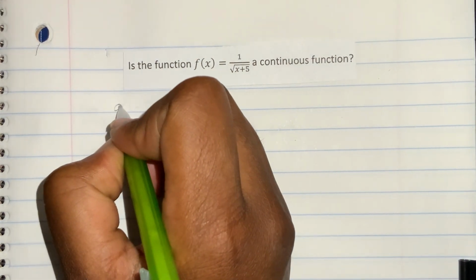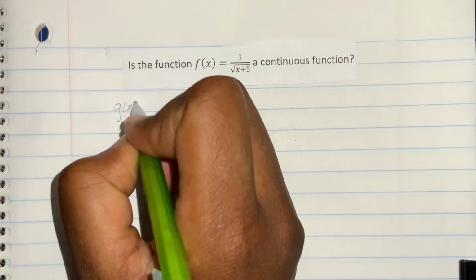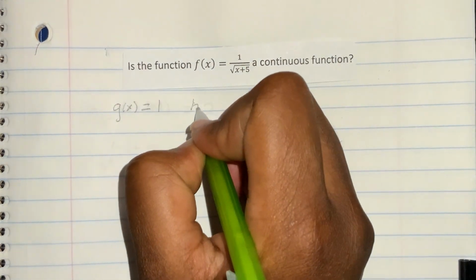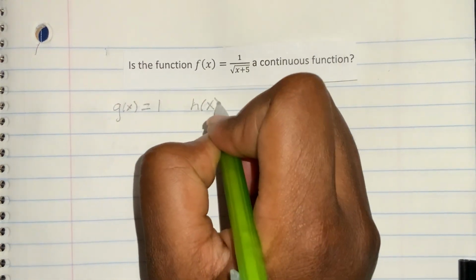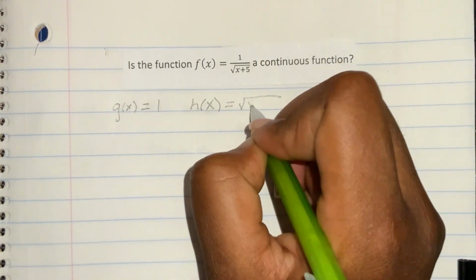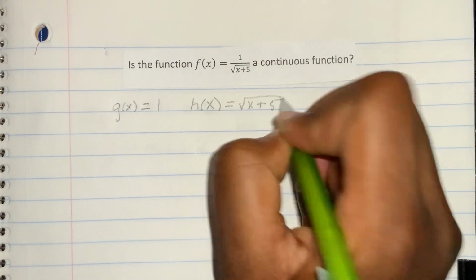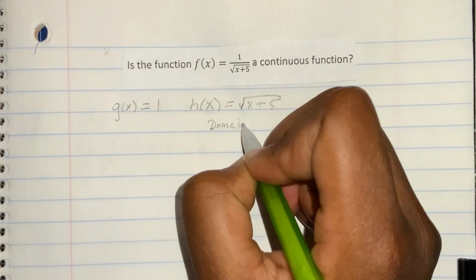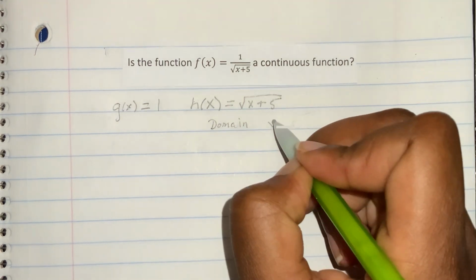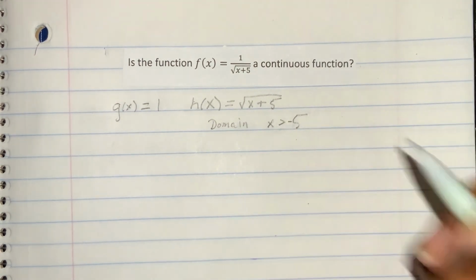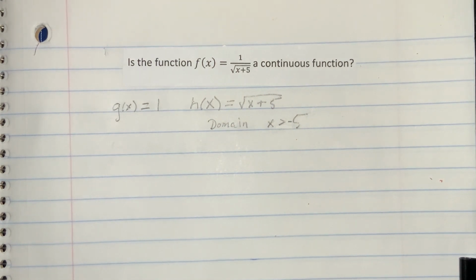We know a function is continuous if it is continuous over its entire domain. And so for this problem, we will separate the numerator and denominator into 2 different functions, g of x and h of x. And we will establish that the domain of our function f of x is x greater than negative 5.